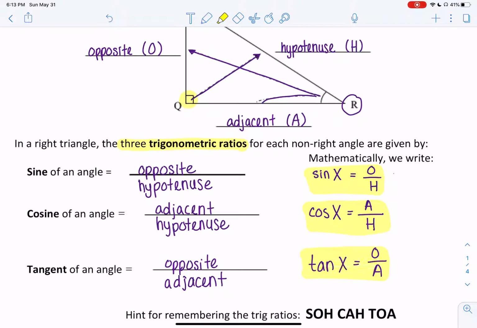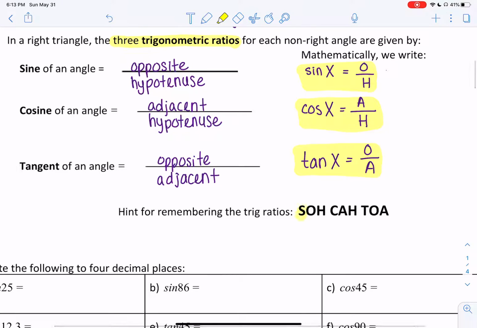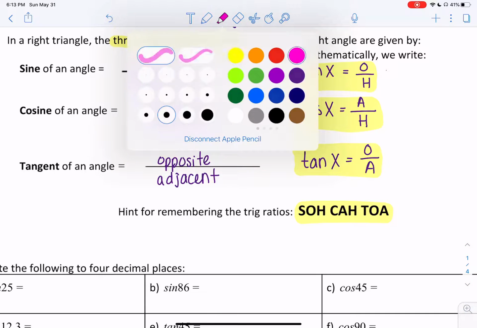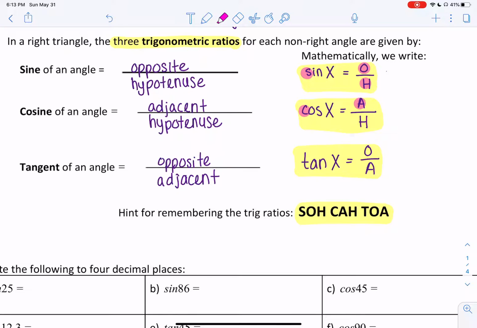So we have three equations that we need to remember, and how we remember them is by using this term, SOHCAHTOA. It sounds silly, but it actually makes it way easier to remember. SOH represents that sine is opposite over hypotenuse. CAH represents that cos is adjacent over hypotenuse. And TOA represents that tan is opposite over adjacent. So you can just remember SOHCAHTOA, and then it can lead you to all your equations.